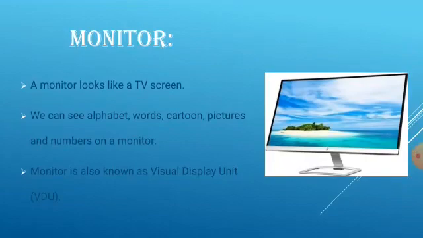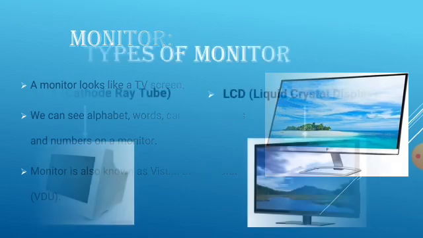What is a monitor? It looks like a TV screen. We can see alphabet, words, cartoon, pictures, and numbers on a monitor. Monitor visualizes the things for us. We can see things on it, like alphabets, ABC, words, cartoon, pictures, and numbers. Monitor is also known as Visual Display Unit, VDU.